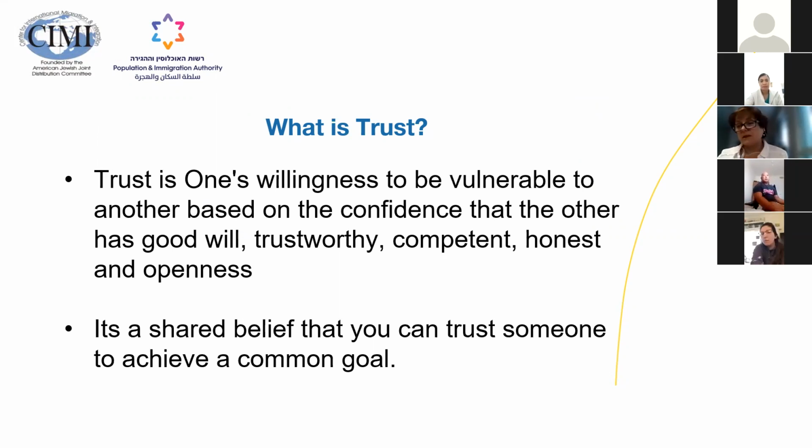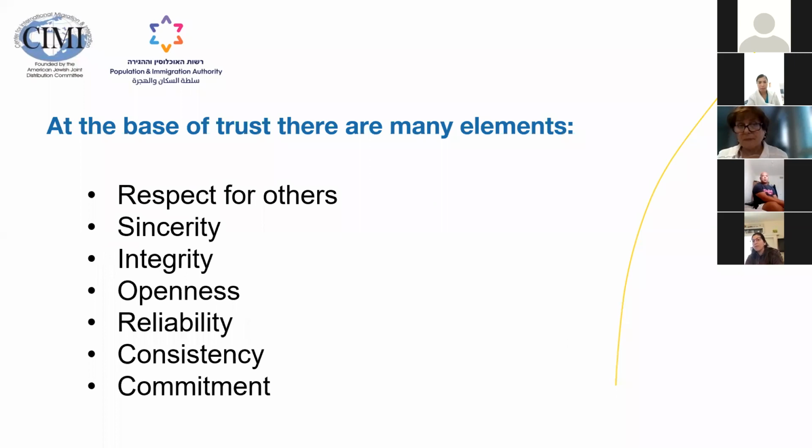Okay, so trust is about being vulnerable, okay? Presenting ourselves in a real and open way. And hopefully, you know, the person in front of us would do the same. At the base of trust, there are many elements. Respect for others. Okay, this is something that's very important. We want to respect the person in front of us. To be sincere, okay? To be sincere is to be straightforward and say what we mean and mean what we say, right? This is very important. Integrity. Integrity is that, yes, our word means something, right? That we stand behind what we say and we're honest.